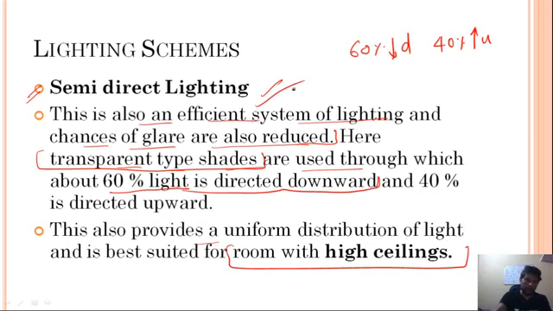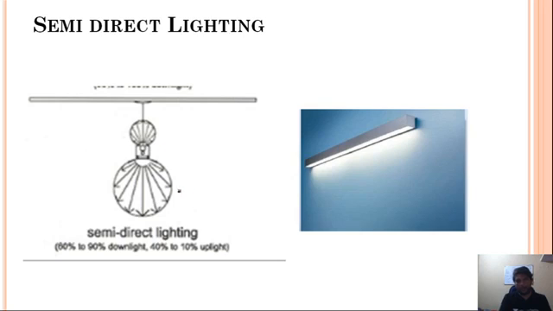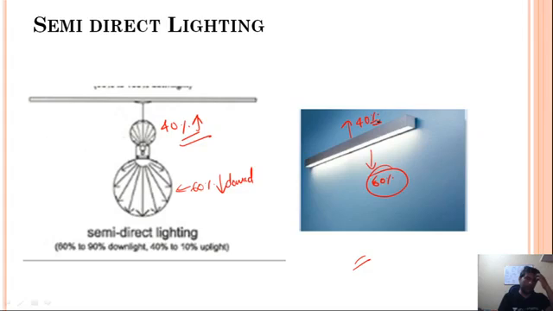So I will show you the example. So here you will see 60% downward direction light and 40% upward direction light. This is the example. 60% light came downward and 40% came upward. And don't fight with me, sir, how you will say that this is 60%. I will just give you an idea.